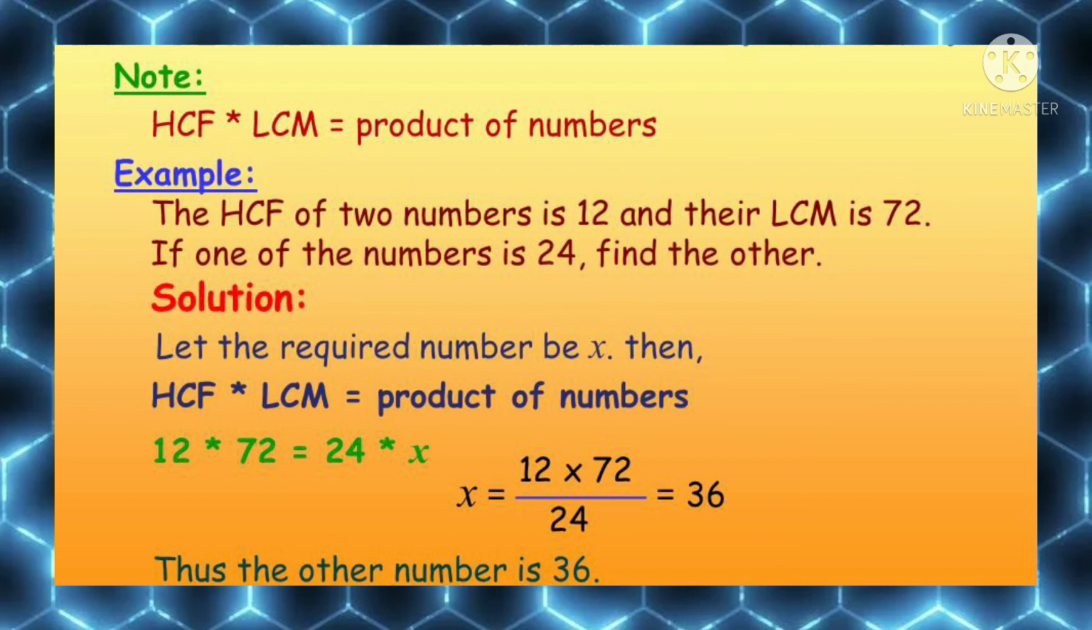So let the required number be x, and we know that HCF into LCM is the product of the numbers. So put all the values. So 12 into 72 is equal to 24 into x, and on shifting the numbers we get x is equal to 12 into 72 upon 24, which gives us 36. So the other number will be 36.